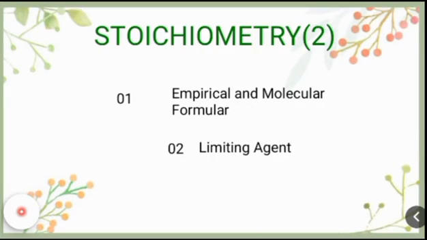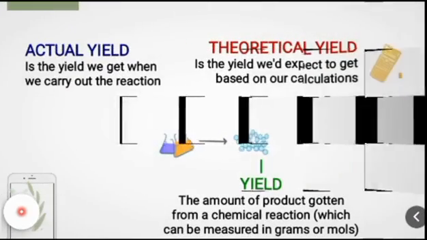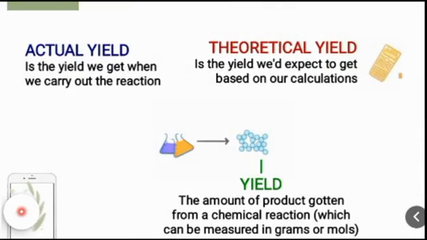So in the previous video, we took empirical and molecular formula, limiting agents, while in this video, we'll be taking percentage yield. To get the percentage yield, we need to understand what a yield is. Yield is the amount of product gotten from a chemical reaction, which can be measured in grams or moles. There are two types of yield.